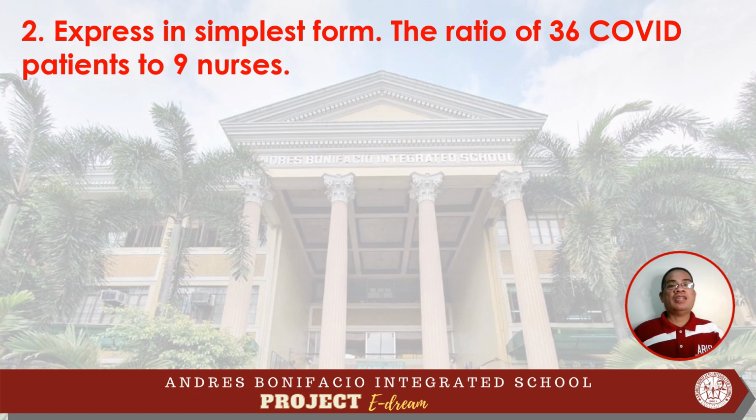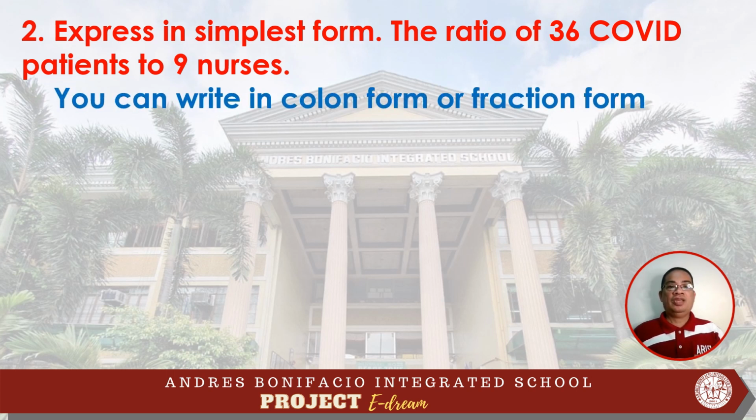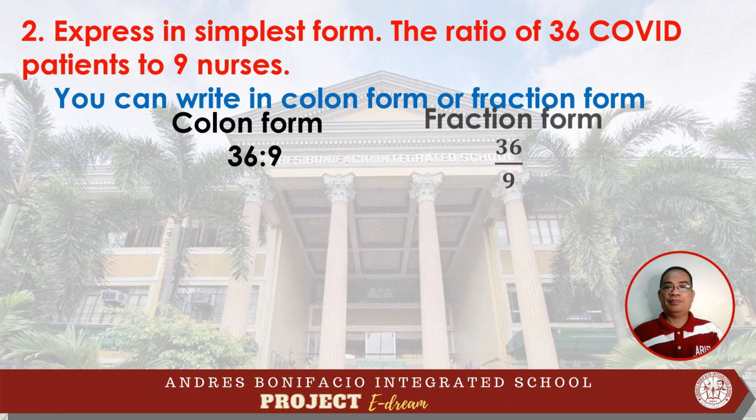Let us solve exercise number 2. Express in simplest form the ratio of 36 COVID patients to 9 nurses. You can write it in column form or fraction form. How do you write the ratio of 36 COVID patients to 9 nurses in column form? Very good. 36 is to 9. What about in fraction form? Very good. 36 over 9.